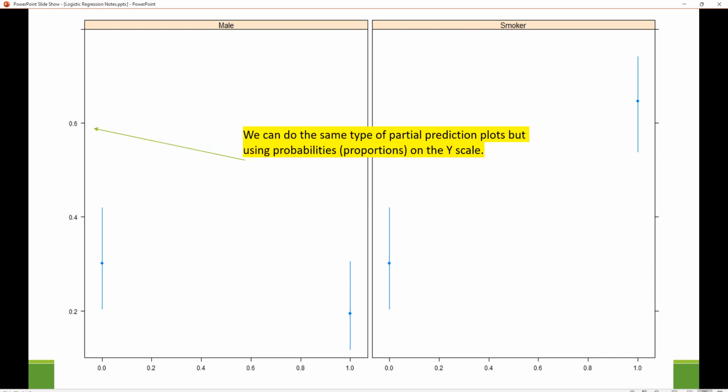And we can do the same type of partial prediction plots, but using probabilities, which might be easier for people to look at. Some may prefer odds ratios, but maybe some would prefer looking at probabilities. And that's on the y-axis on the left side. We can see that in this graph we have probabilities of 0.2, 0.4, and 0.6.